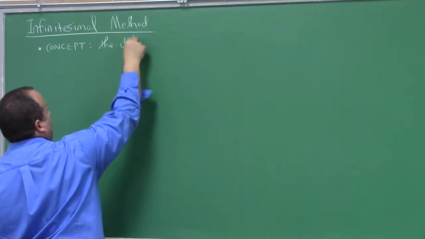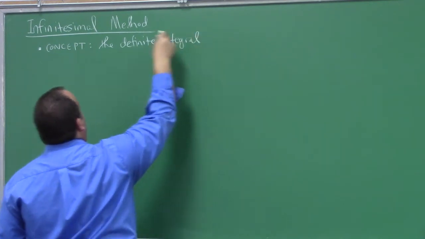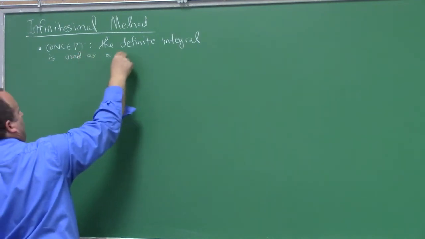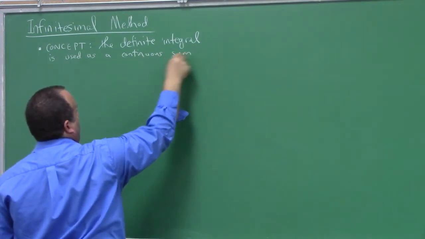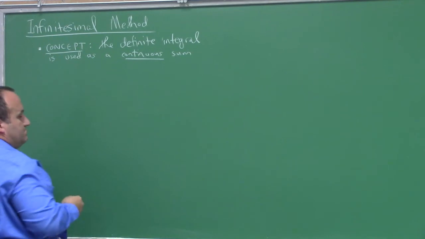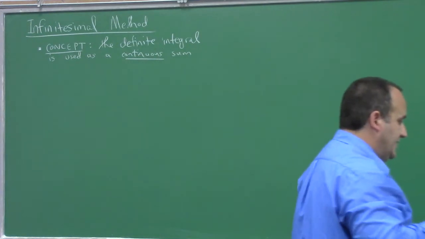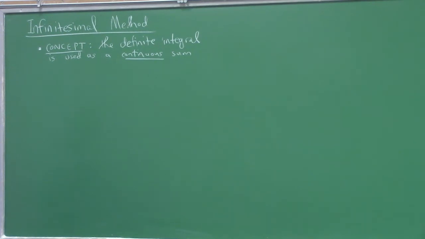The definite integral is used as a quote-unquote continuous sum. What I mean by this is that if you can set up the calculation of some quantity in terms of a finite sum, and then as you pass to the limit, that finite sum becomes a definite integral, well, that's what we call this infinitesimal method.